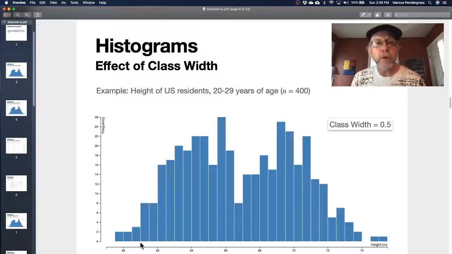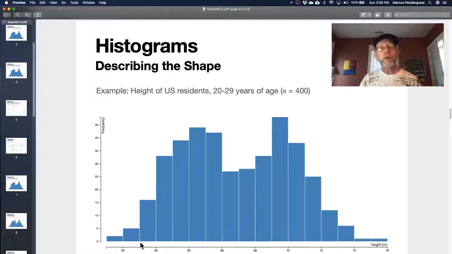What we want to focus on, though, are the characteristics of the histogram that are really independent of class width. The distribution itself doesn't depend on the class width. The class width is just necessary in order to get a histogram in the first place. So when we're talking about, for instance, the shape of a distribution, we want to describe its shape in a way that's not super dependent on things like class width.